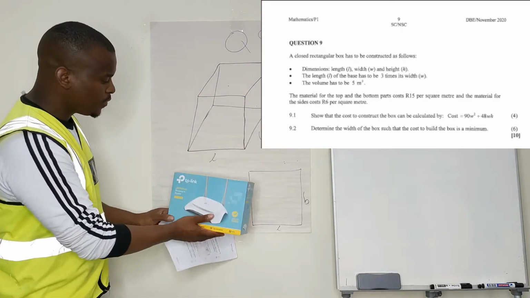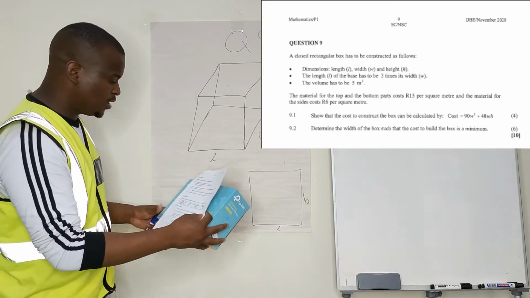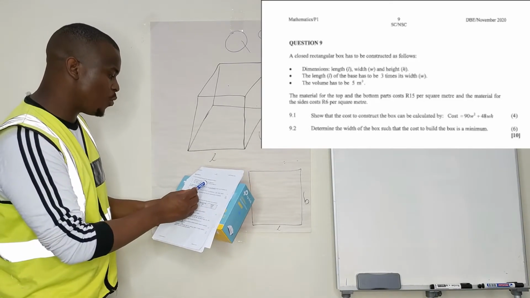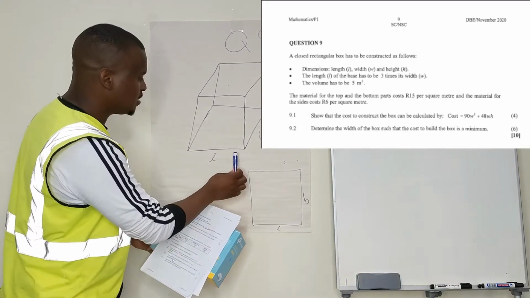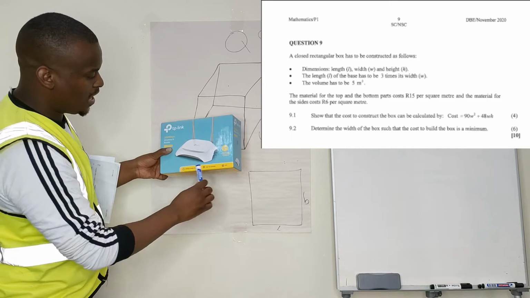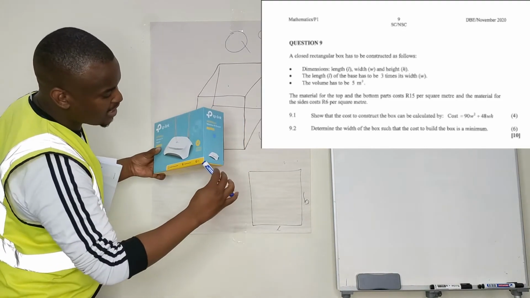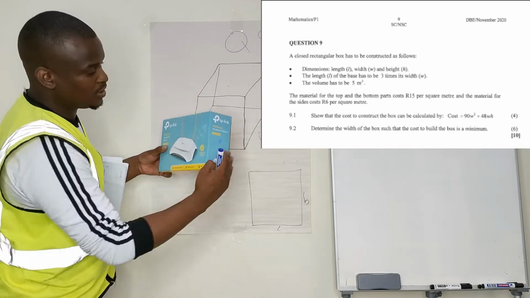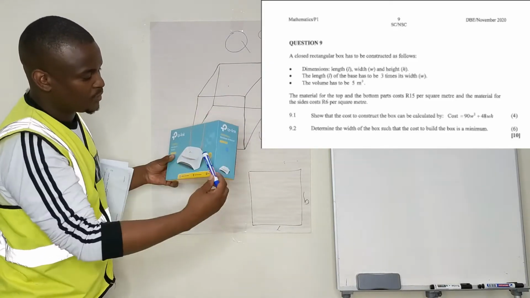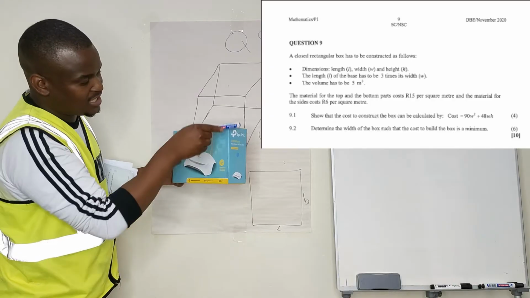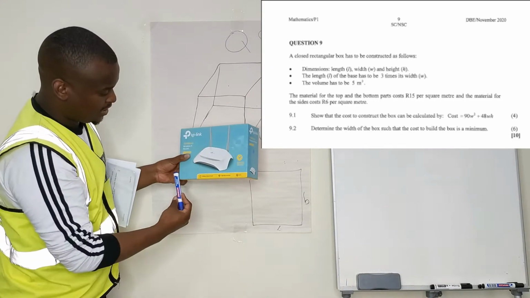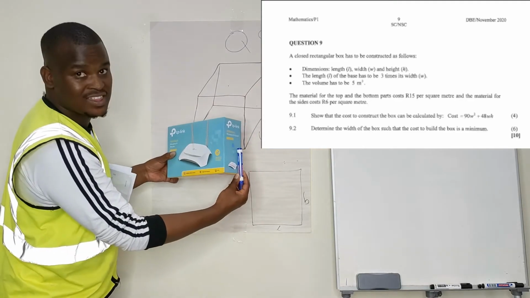What are we told? We're told that it should have the dimensions length, width and height. So here's our length, width and here's our height. If we're looking at a real box, this is our length here, this is our width, and this side here is our height. This is our length and that is our width.